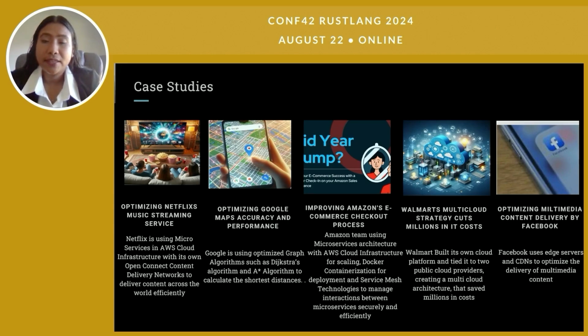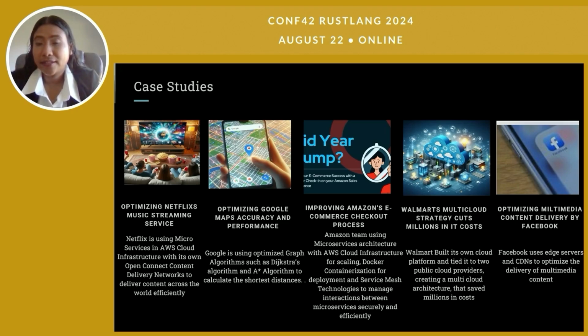If you are checking Amazon's e-commerce checkout process, they are using microservices architecture with AWS cloud infrastructure for scaling, and Docker for containerization and deployment, and service mesh technologies to manage the interaction between microservices securely and efficiently.